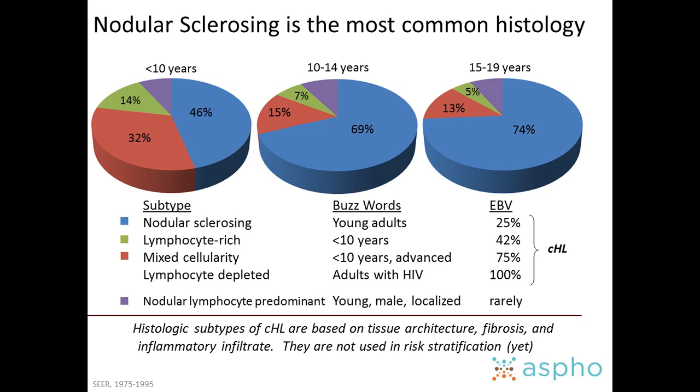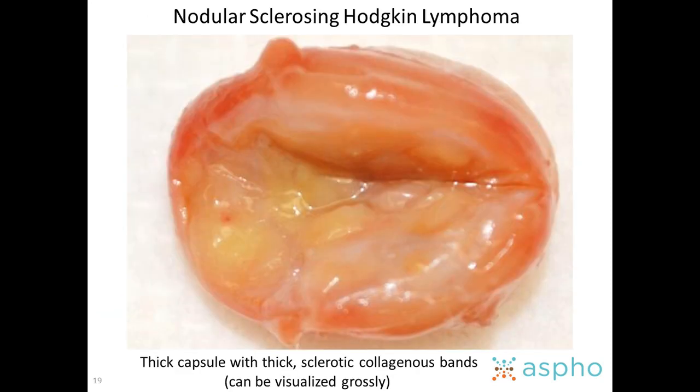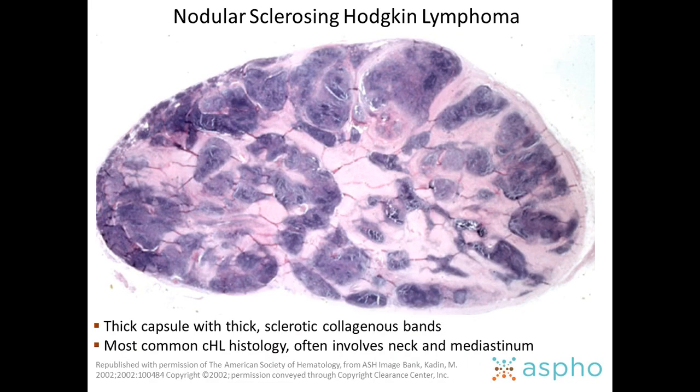Again, the histologic subtypes of the classic Hodgkin lymphoma are based on the architecture, fibrosis, and the inflammatory infiltrate. However, the different histologies are not used in risk stratification, so the test may very well just say classic Hodgkin lymphoma. This is nodular sclerosing. You can see at the gross level it does seem to have a thick capsule, and there's some sclerotic collagenous bands. On histologic cross-section, you can see these pink, thick sclerotic collagenous bands. And again, this is the most common histology, and the classic presentation is lymphadenopathy involving the neck and the mediastinum.